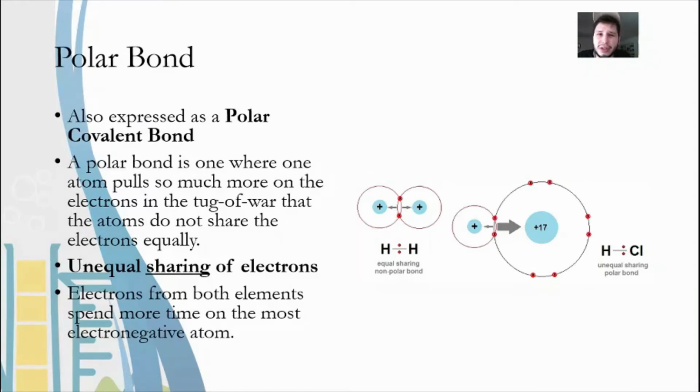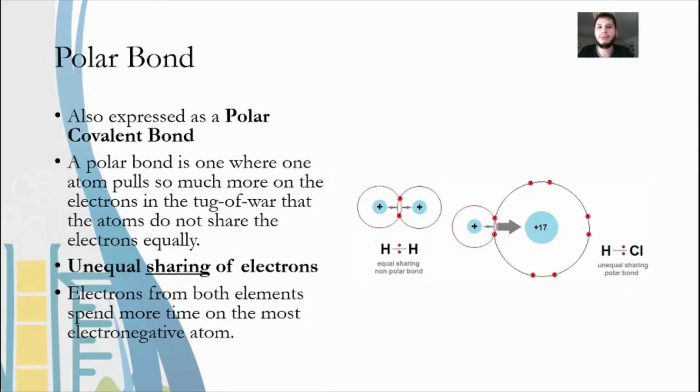These electrons are going to want to spend more time on the electronegative element, like chlorine. So remember that chlorine is very electronegative, hydrogen isn't. So chlorine is going to hog up all of those electrons, leaving hydrogen bare, no electrons. Occasionally the electrons will go to hydrogen, but it's going to spend most of its time on the chlorine atom, just because chlorine is much more electronegative.